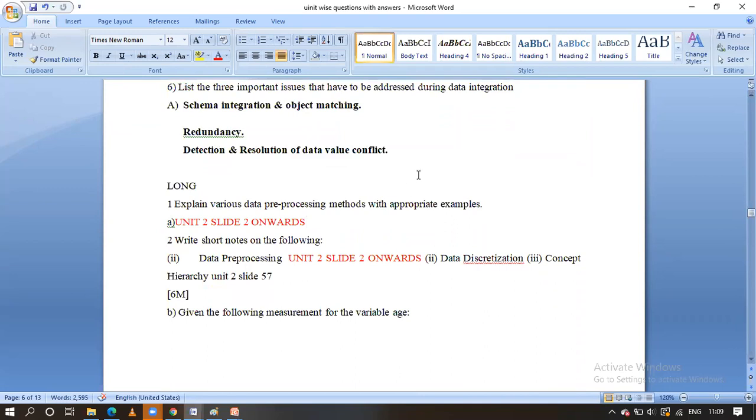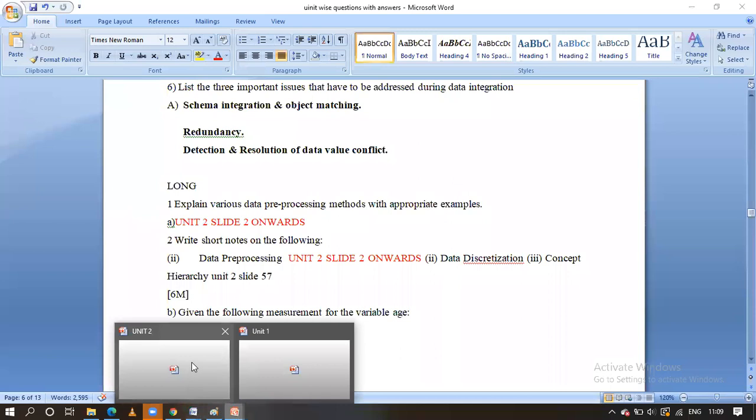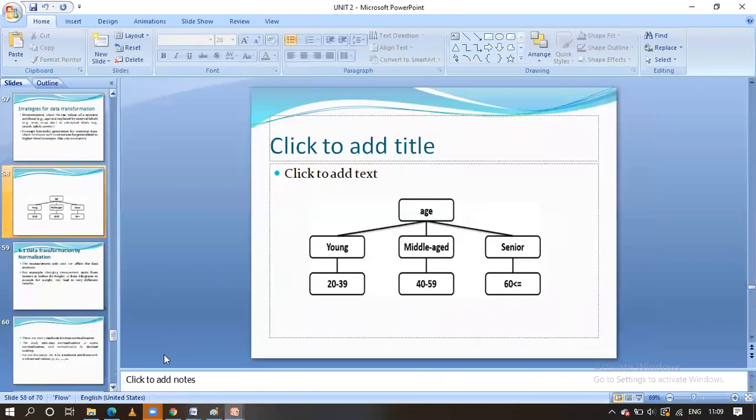Till now we have completed the 2 marks questions in the second unit. Next, the long answer questions, that is pre-processing. Let us go for that one. Unit 2, from the second slide onwards, we will have the answer. Here is unit 2. Let us go to the second slide.